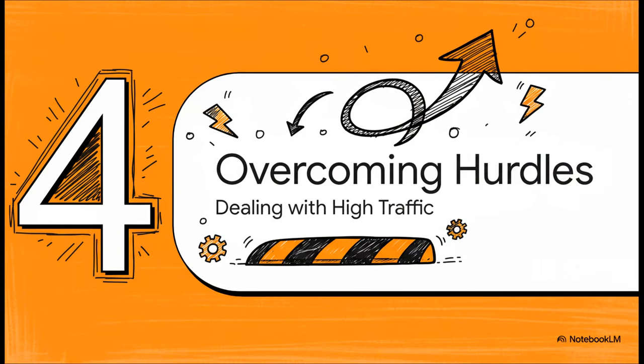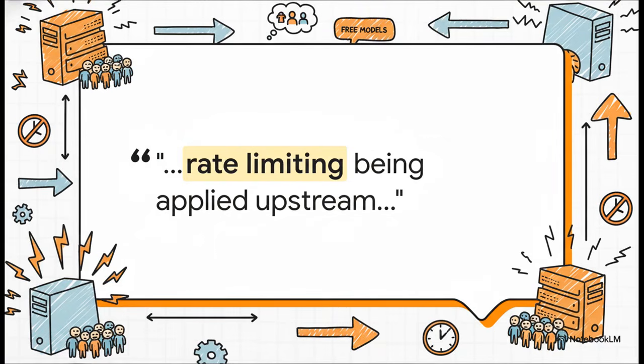All right, so there is one common speed bump you might run into, especially when you're using the most popular free models. But don't worry, the workaround for this is super simple and really effective. So you might be coding along, everything's going great, and then bam, you get an error that says something like rate limiting being applied upstream.